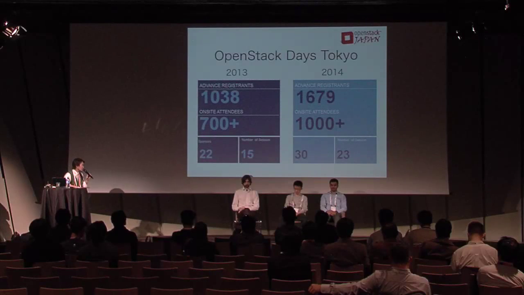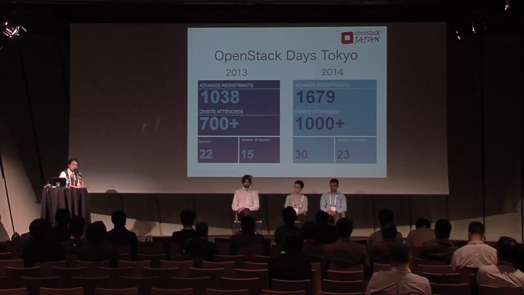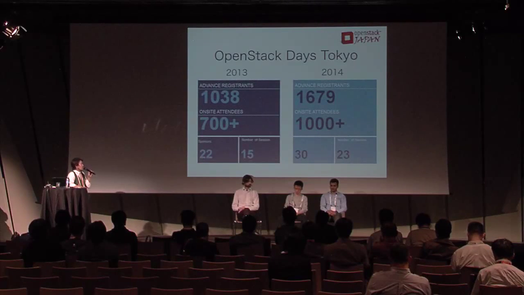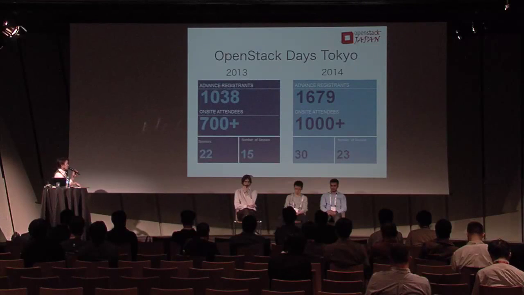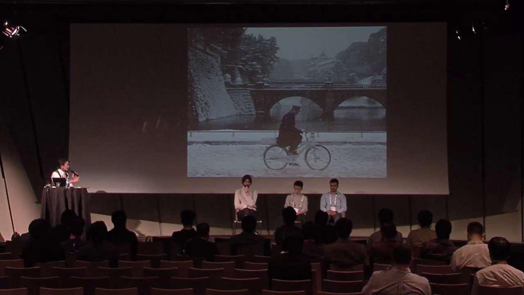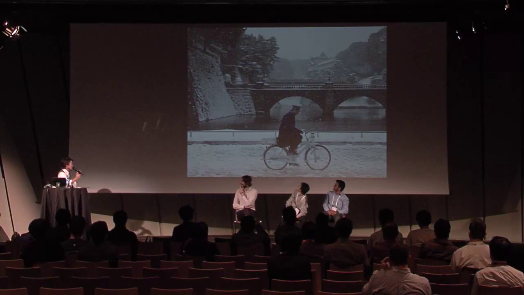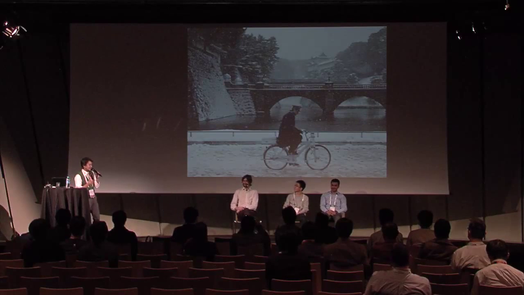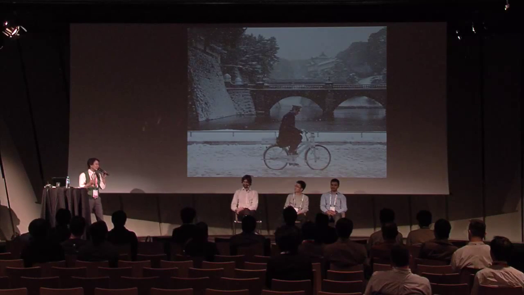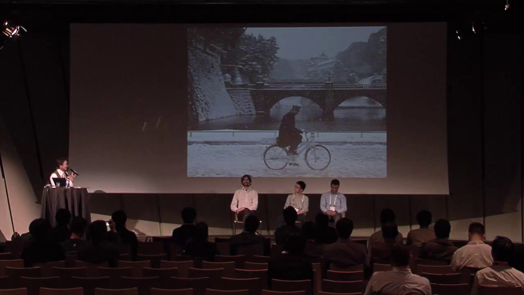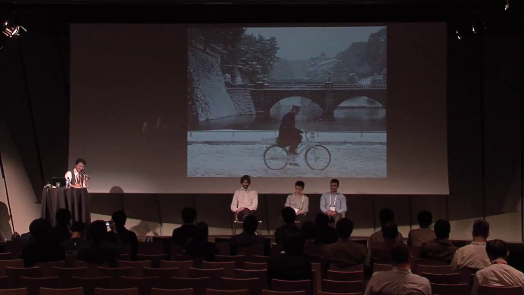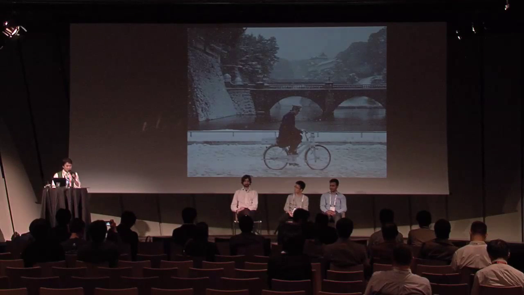But this is not our expected number. We expected more than that, because the first time was only a one-day event with 700 people. And the second time, we had a 2-day event, more than double, but only 1,000 people, because that time we had heavy snow and we needed to fight with the snow. By the way, OpenStack Foundation members very much enjoyed the snow. Maybe Austin does not get so much snow. Anyway, this is also our challenge.